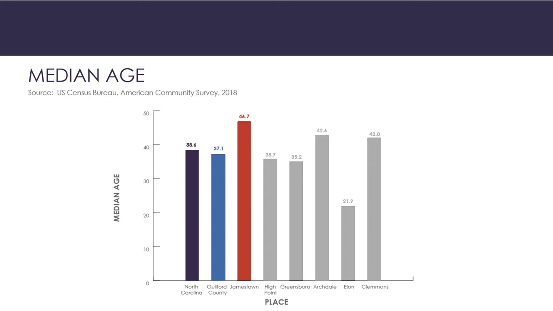This chart shows the median age of the population of the town of Jamestown. At 46.7 years old, it is much higher than the state and county median ages. It is also higher than the other neighboring larger communities in the region, as well as regional peer communities.